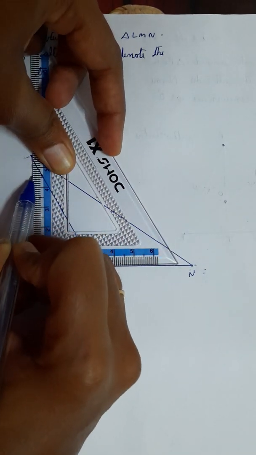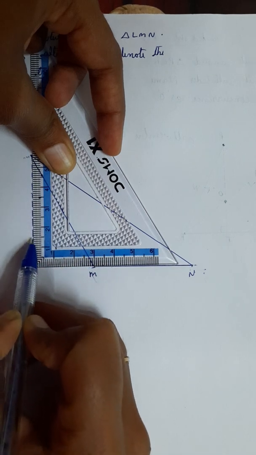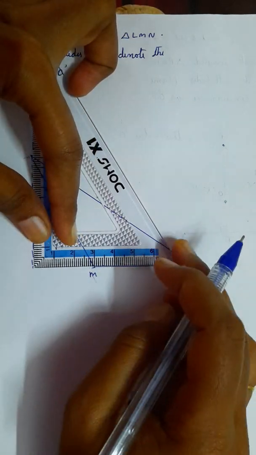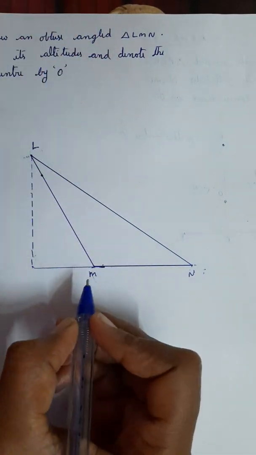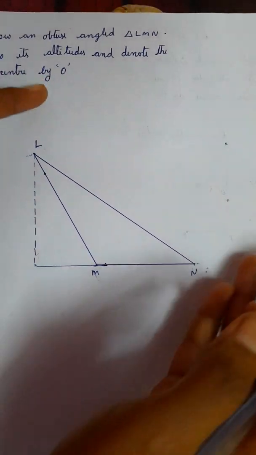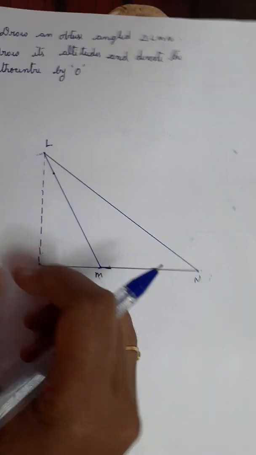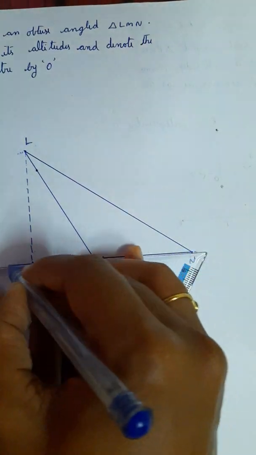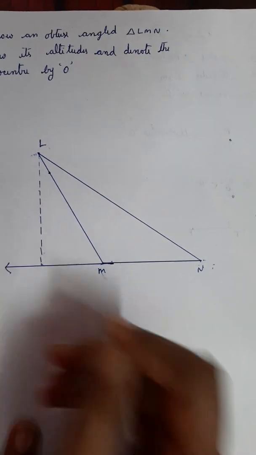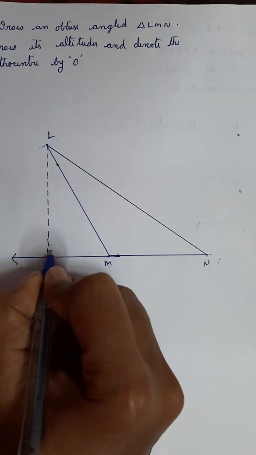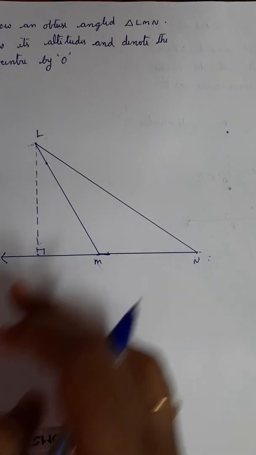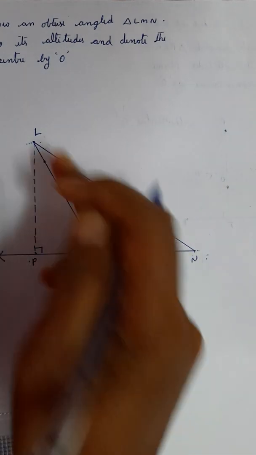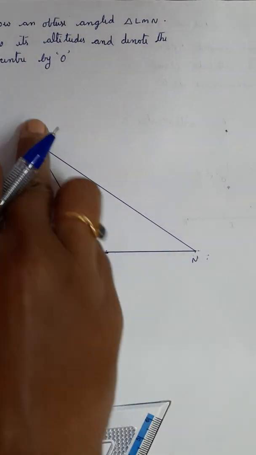Now draw this. This is the height, the perpendicular distance I am drawing. But what about here? Here no line is given, so we can drag this MN. Just extend the line MN. You can use a scale or just drag outside, and you can mark like this. So this is the perpendicular distance from MN to L. So LP is the altitude to side MN from L.